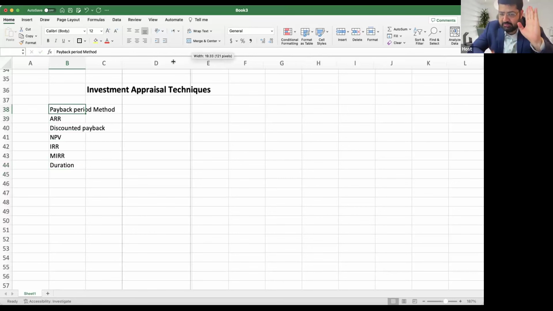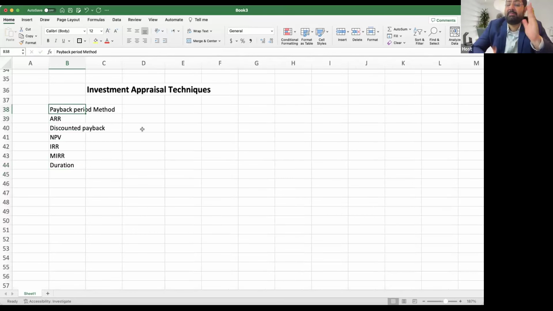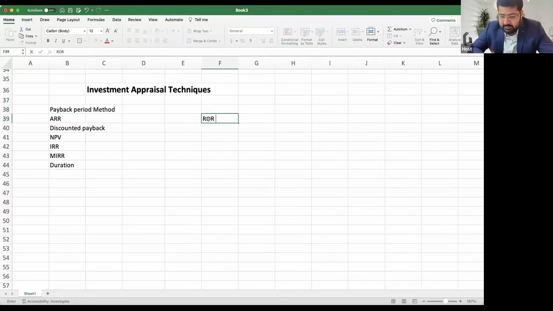We have to study all and learn their application. For each technique, what do we need to learn? We need to learn, number 1, the meaning of the technique, and calculation.